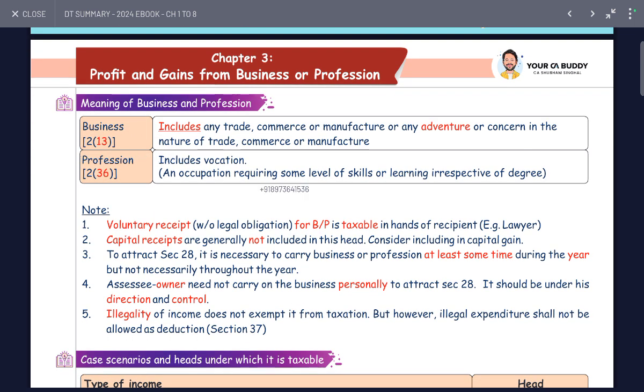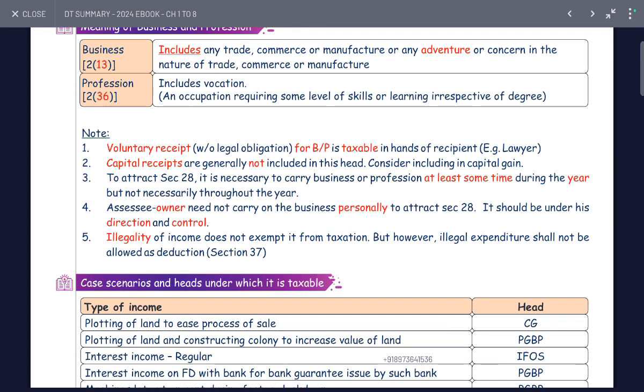Meaning of business or profession. Business under section 2(13) includes any trade, commerce, manufacture, or any adventure or concern in the nature of trade, commerce, and manufacturing. Profession under section 2(36) includes vocation and occupation requiring some level of skill and learning, irrespective of any degree.